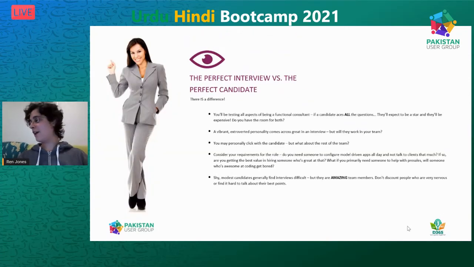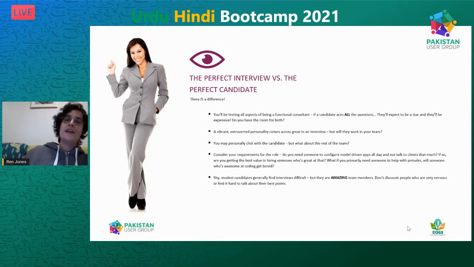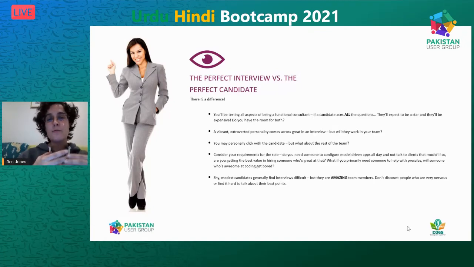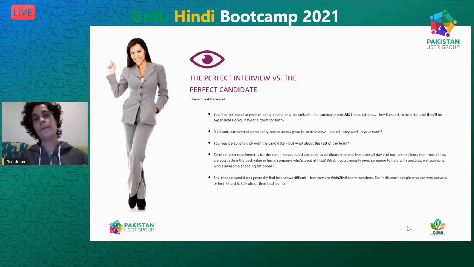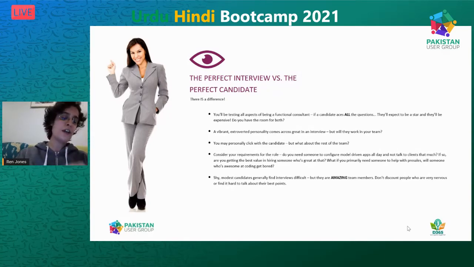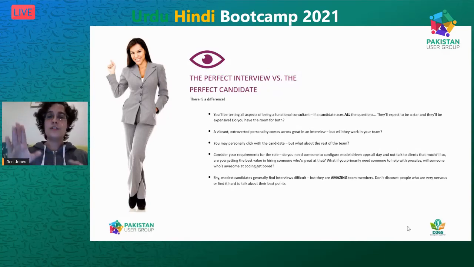Okay, so last thing I wanted to talk through is the difference between a perfect interview and a perfect candidate. Someone can really ace an interview, but not necessarily be the person that you want to hire. So when you're interviewing, you're testing them in all aspects of being a functional consultant. You're testing their soft skills, their work ethic, their knowledge of your CE first-party apps, and their knowledge of Power Platform.